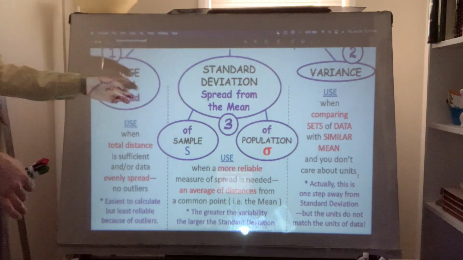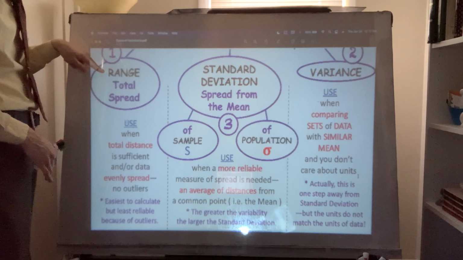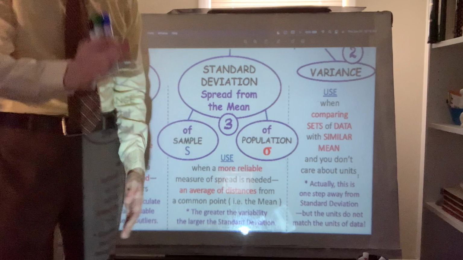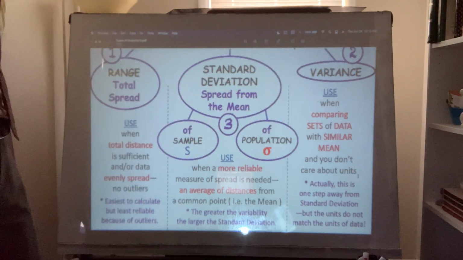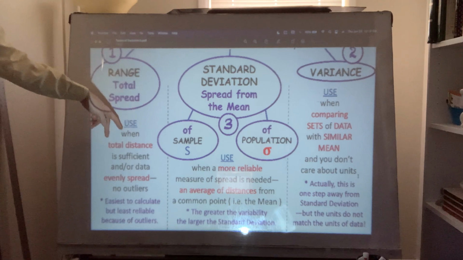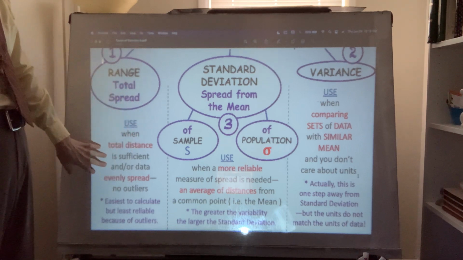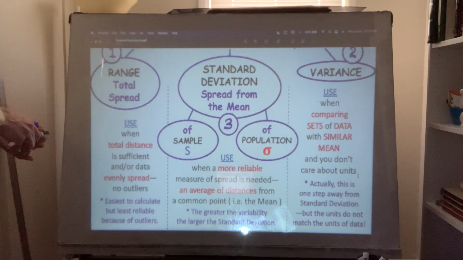What's more intuitive maybe is this concept of variation. Range is calculating the total spread, how far apart the lowest piece of data is from the highest piece of data. And it's just subtraction. You use this when the total distance is sufficient information and/or the data are evenly spread.